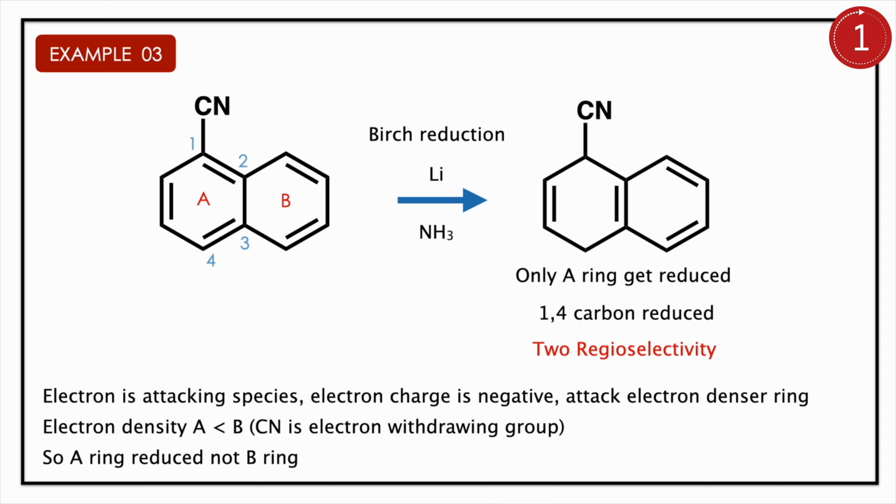It is another selectivity. First selectivity is 1,4 reduction. Second selectivity is ring reduction. So the A ring is electron deficient, electron added. Then cyanide is an electron withdrawing group. What really happened? The reduction happened at the cyanide carbon. You end up in the 1,4 position. The concept you have to learn here is that in a fused ring system, two selectivities will come. One is from the substituent, another is from ring electron density.